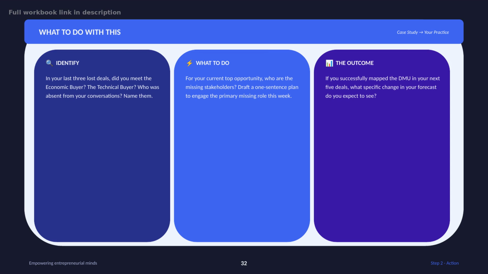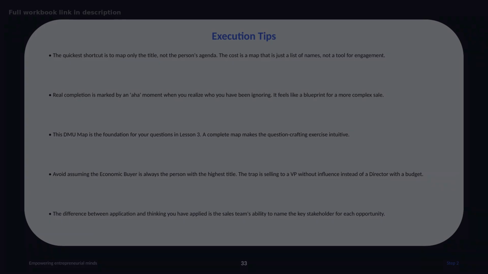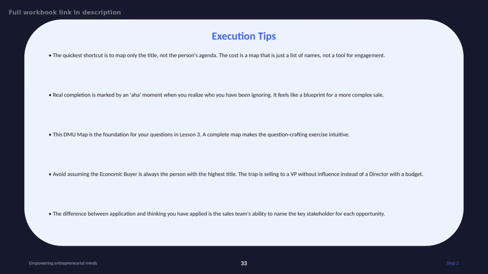And if you successfully map the DMU on your next 5 deals, what specific change would you expect to see in your forecast? Take a moment with that before continuing. The quickest shortcut here is mapping only titles, not agendas, and the cost is a list of names that isn't actually a tool for engagement. Real completion tends to come with an aha moment, when you realize exactly who you've been quietly ignoring. It feels less like an exercise and more like a blueprint for a genuinely complex sale.